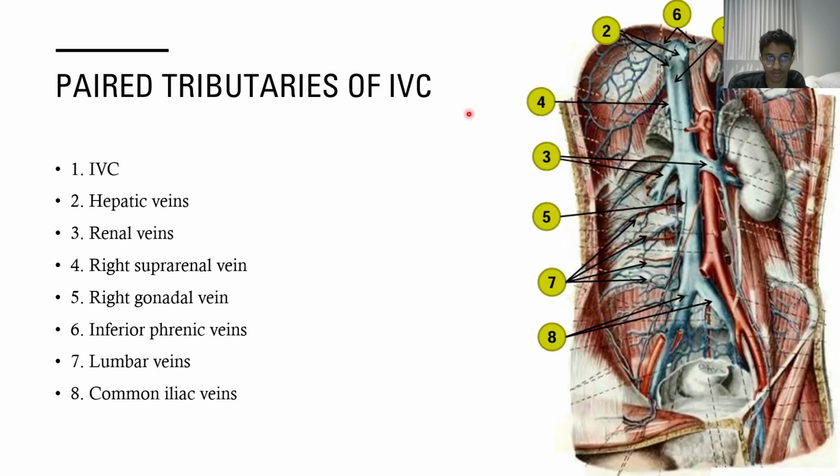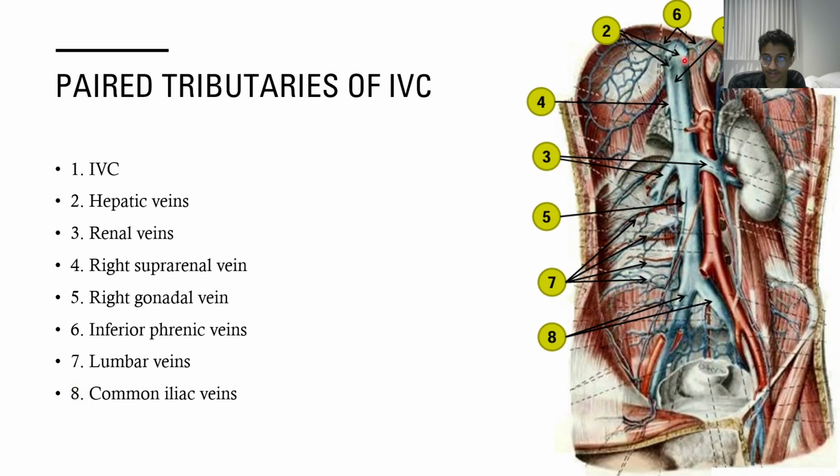So it does not directly drain these organs. So these are the paired tributaries of the inferior vena cava. Now, these numbers are just labeling the picture, but the tributaries are 2 to 8. I mean 2 to 7. 8 is kind of the veins that form the inferior vena cava.